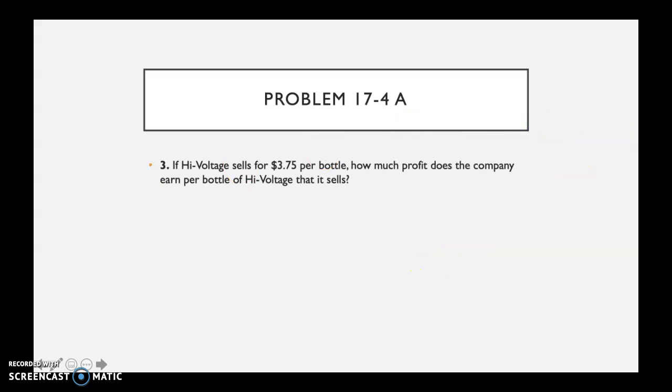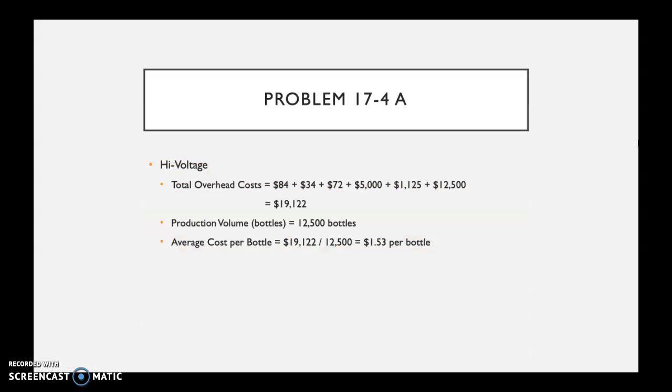And then the final part of the problem says, if High Voltage sells for $3.75 per bottle, how much profit does the company earn per bottle of High Voltage that it sells? So let's go back to High Voltage here. We figured out the average cost per bottle is $1.53.